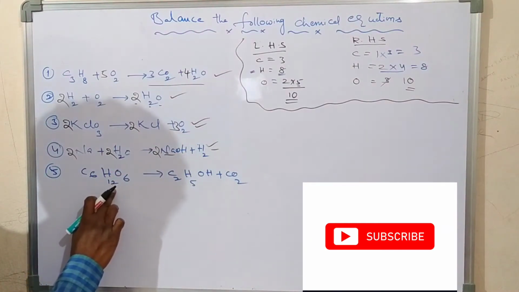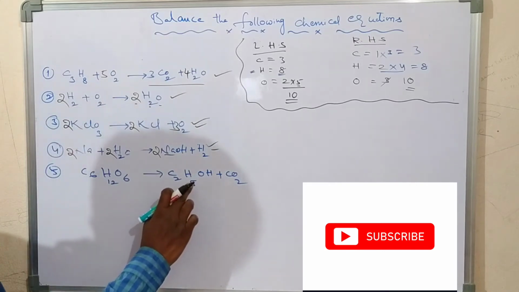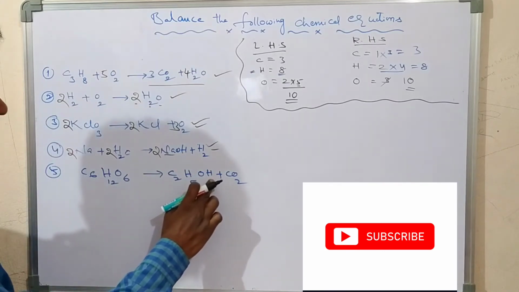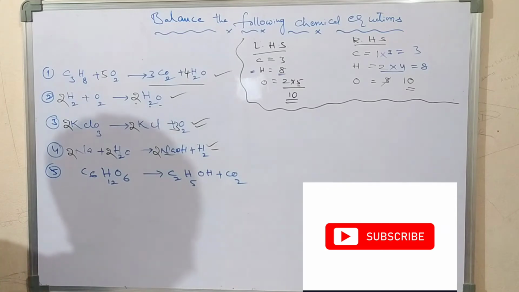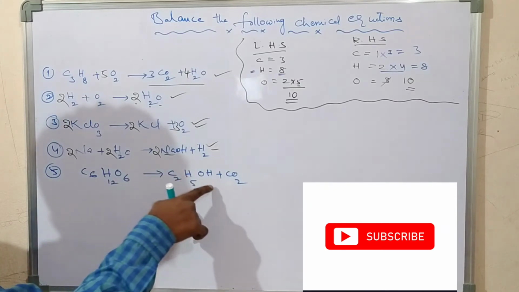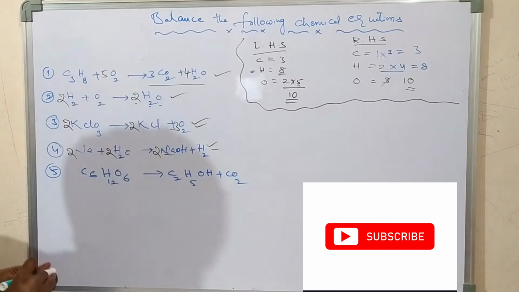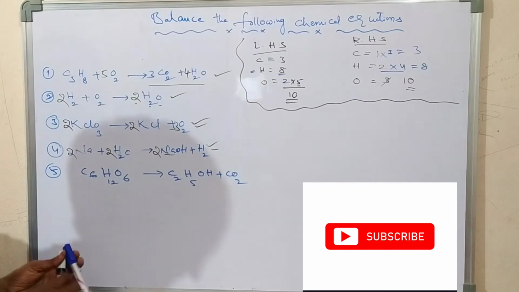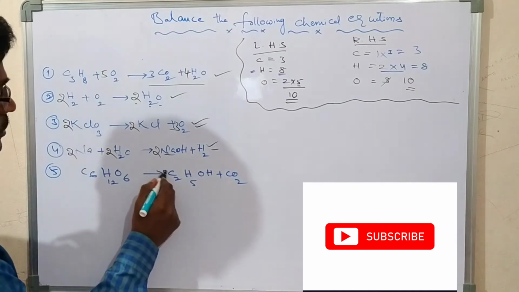Here 12 hydrogens are there. Yes, here check 5. This is 1. Total 6 are there. Here 12 are there, here 6. Okay, that's why I have to put here 2. Here you have to put 2.